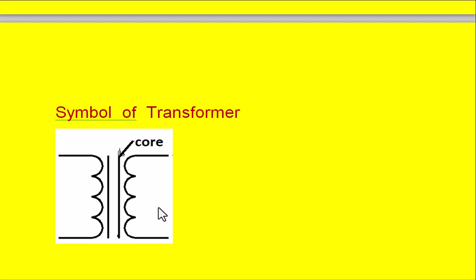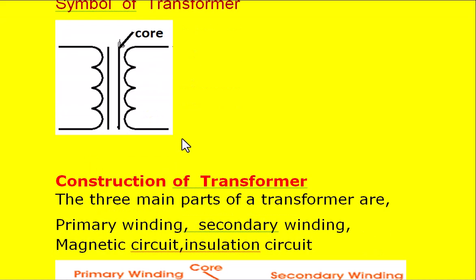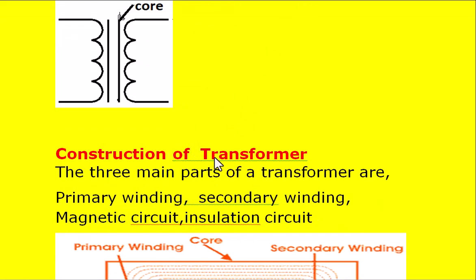Next, symbol of the transformer is like this. The transformer will have two windings for a single phase transformer, and there is a core connecting these two windings like this. These two lines are called the magnetic core, and this is one winding, this is another winding. If the winding is connected to the supply, it is called primary winding. If the winding is not connected to the supply, then that is called secondary winding.